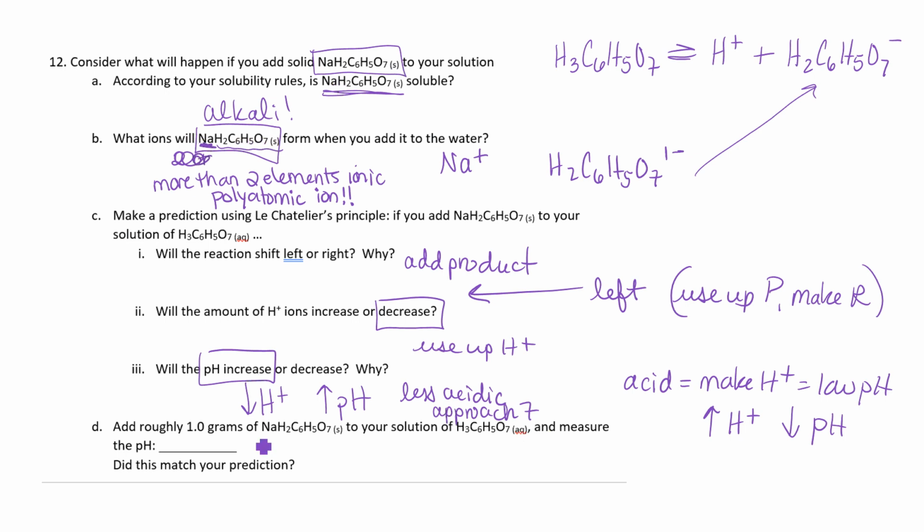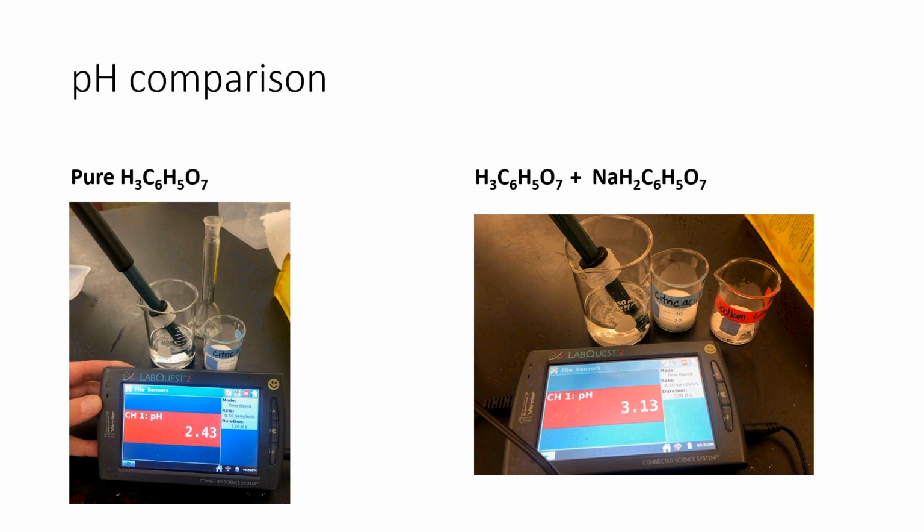So now we're going to try that. We're going to add some solid to the solution, and let's do a side-by-side. Initially our pH was 2.4. Afterwards, the pH is 3.1. Remember, again, that's a pretty significant difference because this is a logarithmic scale. So we saw a pretty big change in our H+ concentration. Okay, so the pH went up, which means our H+ amounts went down.